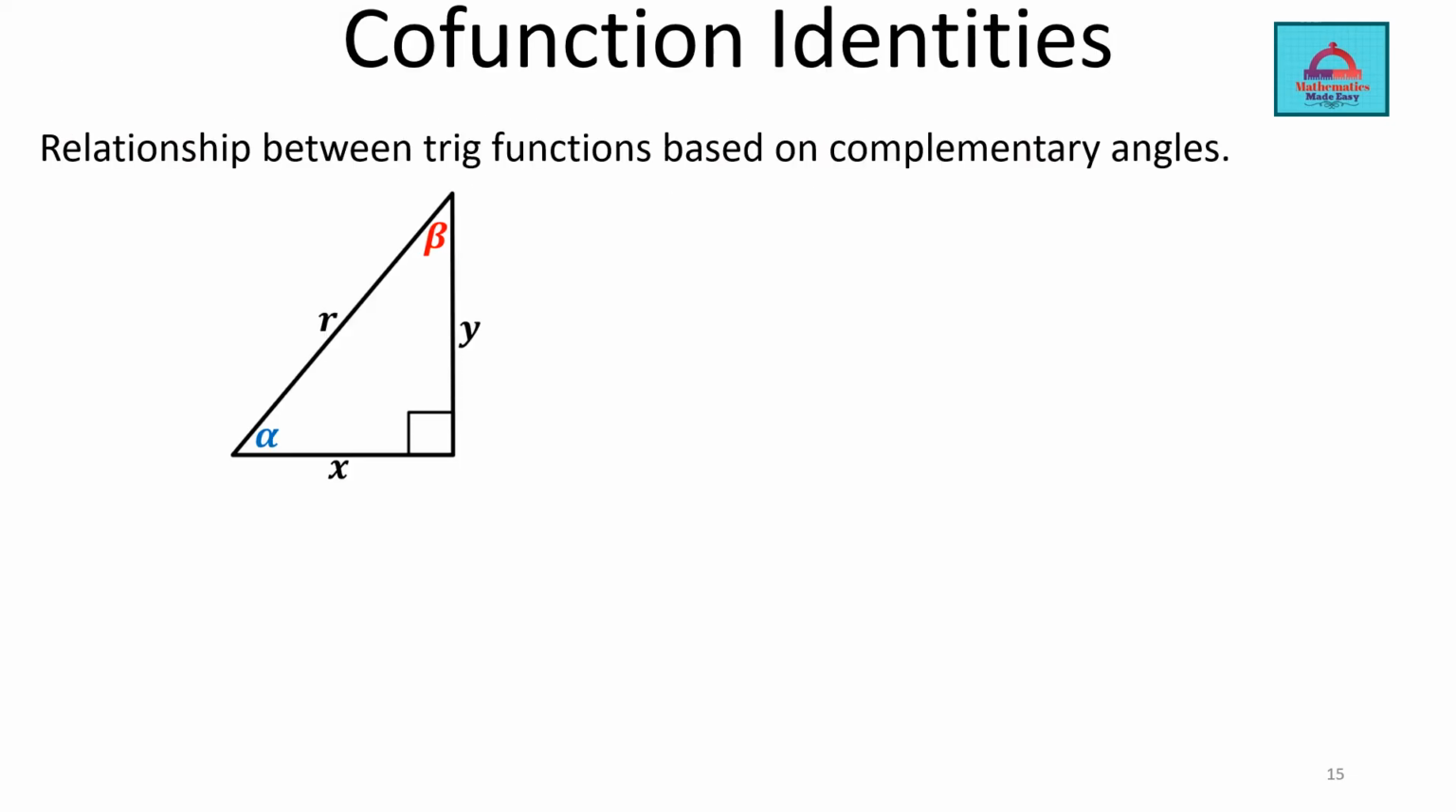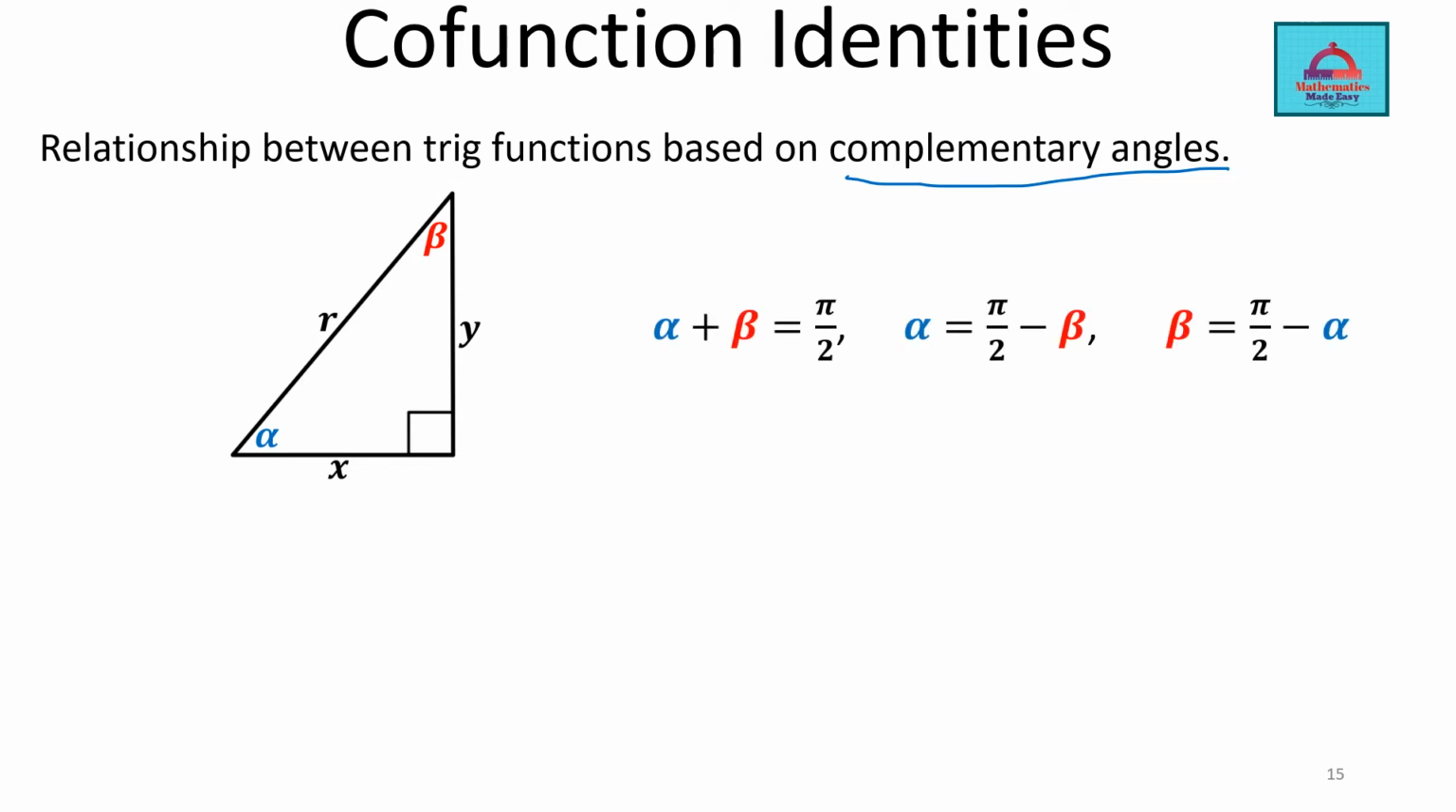Okay, the next identity that we are doing is identity number 4, the cofunction identity. Now this gives a relationship between trigonometric functions based on complementary angles. When I say complementary angles, I mean two angles whose sum is 90 degrees. For example, alpha plus beta. Here the two angles alpha and beta, when you add them, will always give 90 degrees because it's a right angle triangle. So they are complementary or cofunction angles.